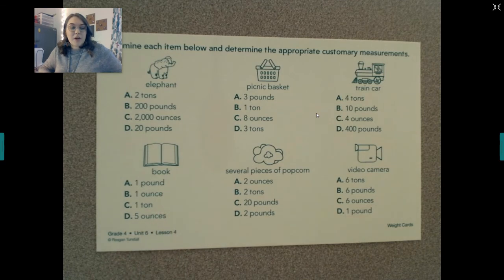Okay, what about a book? 1 pound, 1 ounce, 1 ton, 5 ounces. I guess it depends on the book, right? But it's definitely not a ton and it's definitely not an ounce. So 5 ounces or 1 pound? I'm thinking maybe 1 pound if it's a big book, maybe 5 ounces if it's a little book. This looks like a bigger book, so I would guess 1 pound. But a smaller book, like a picture book, would probably be 5 ounces.